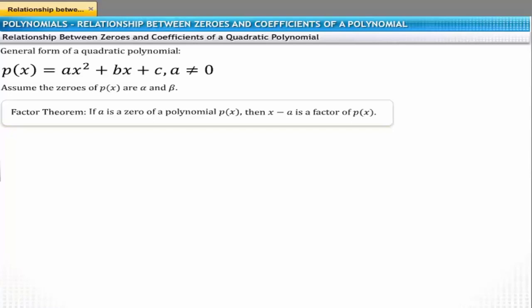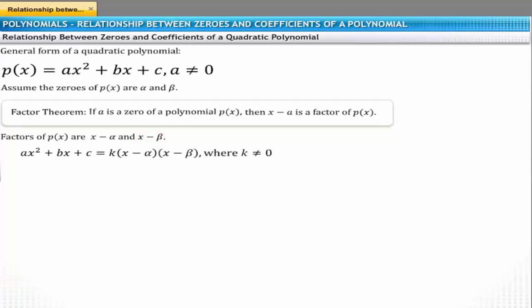In case of a quadratic polynomial, if alpha and beta are zeros of the polynomial p of x, then the factors of p of x are x minus alpha and x minus beta. Thus, the quadratic polynomial is equal to k multiplied by x minus alpha multiplied by x minus beta, where k is a constant not equal to 0.